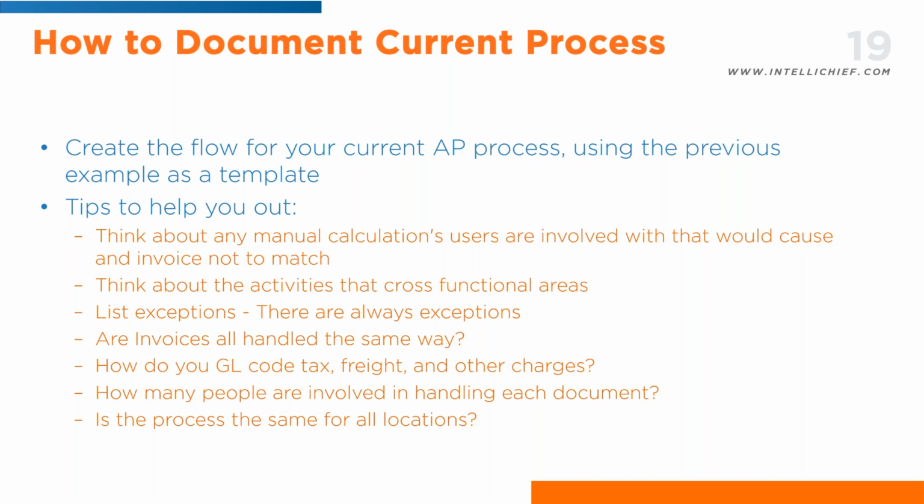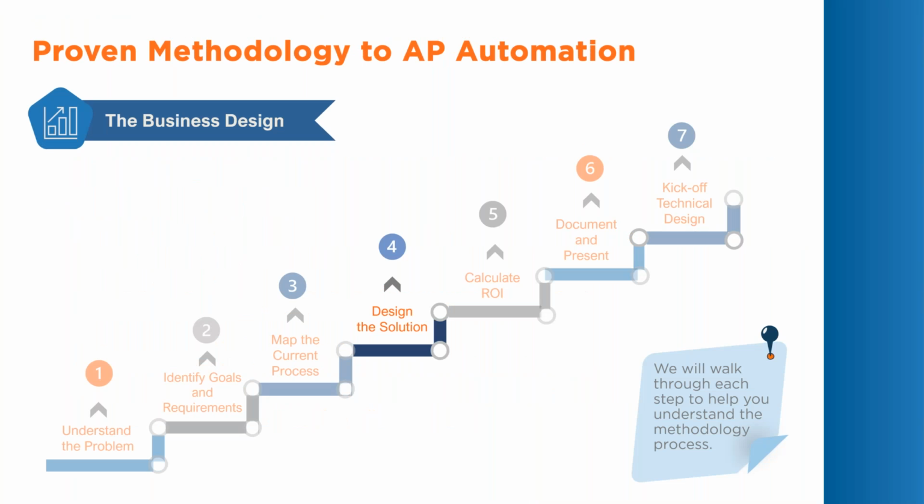How do you code tax, freight, VAT, other charges, county taxes? Are those even things you have to worry about? How many people are involved in handling each document? And is it the same if you're a multi-location shop, or if you've got multiple divisions? Does division 1, 2, 3, who does building products, do it differently than roofing products? I just made both of those up, so they're just examples.